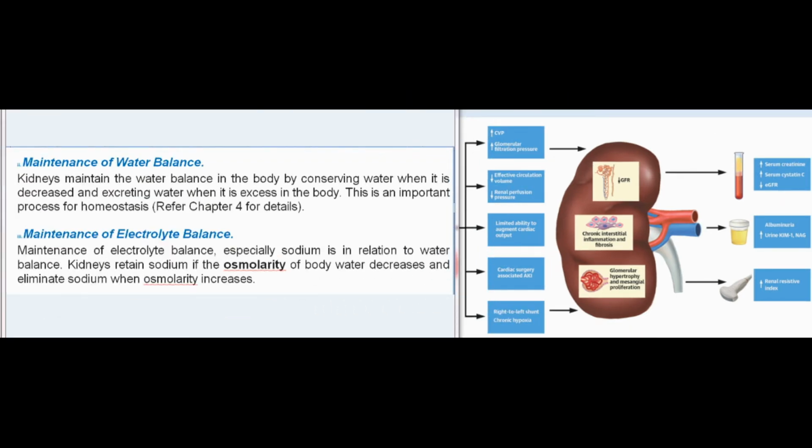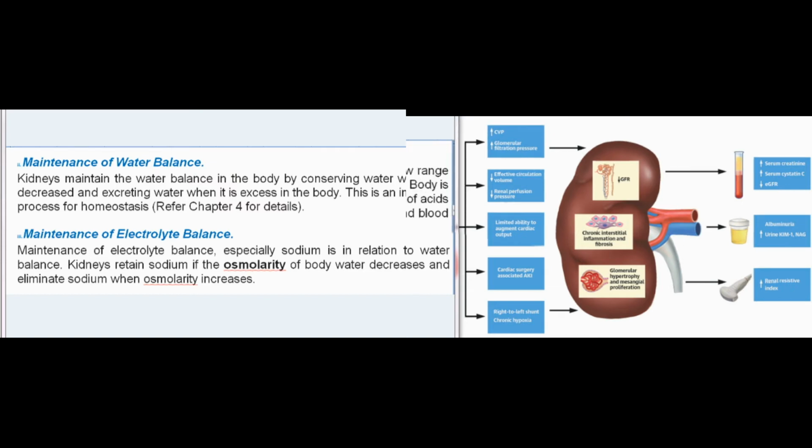Maintenance of water balance. Kidneys maintain the water balance in the body by conserving water when it is decreased and excreting water when it is excess in the body. This is an important process for homeostasis. Refer Chapter 4 for details. Maintenance of electrolyte balance. Maintenance of electrolyte balance, especially sodium, is in relation to water balance. Kidneys retain sodium if the osmolarity of body water decreases and eliminate sodium when osmolarity increases.